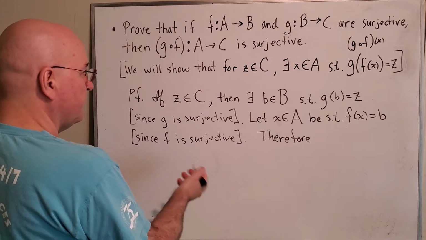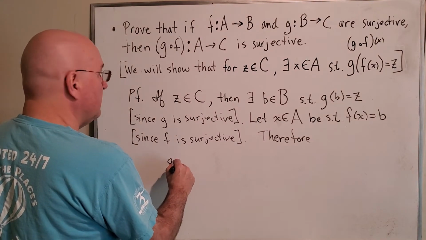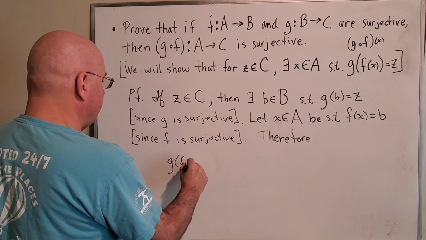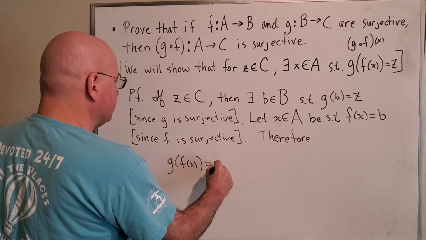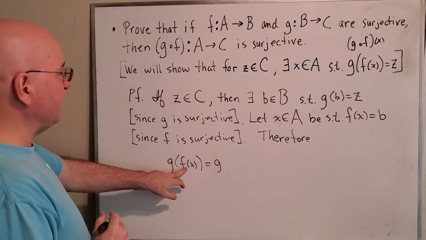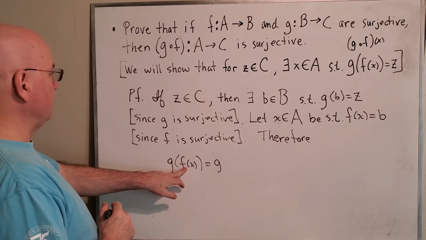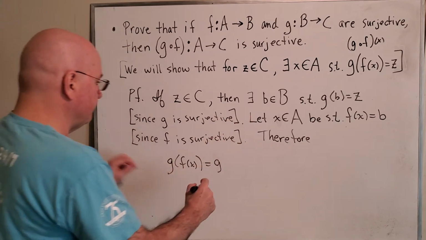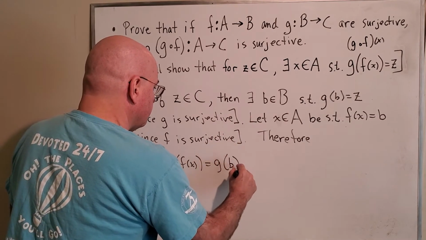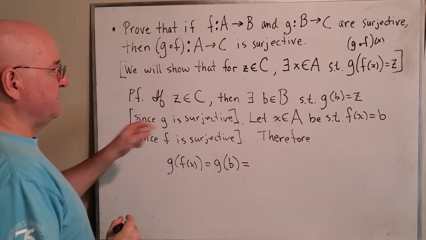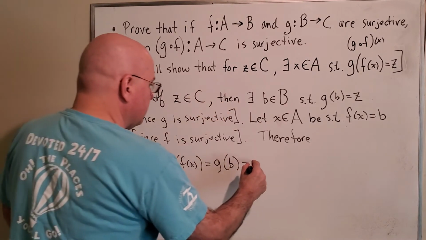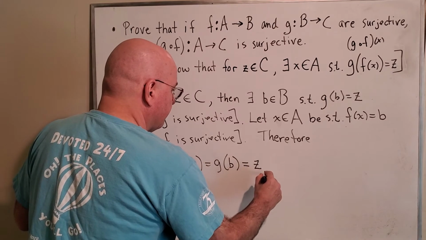Therefore, G of f of x is equal to, well, f of x is equal to b. And G of b is equal to Z, and we're done.